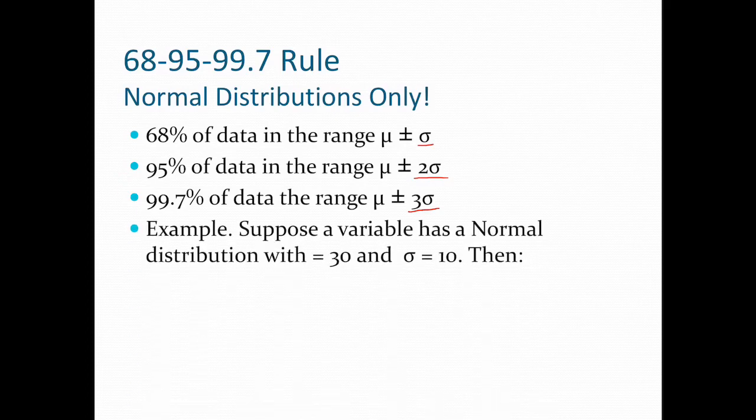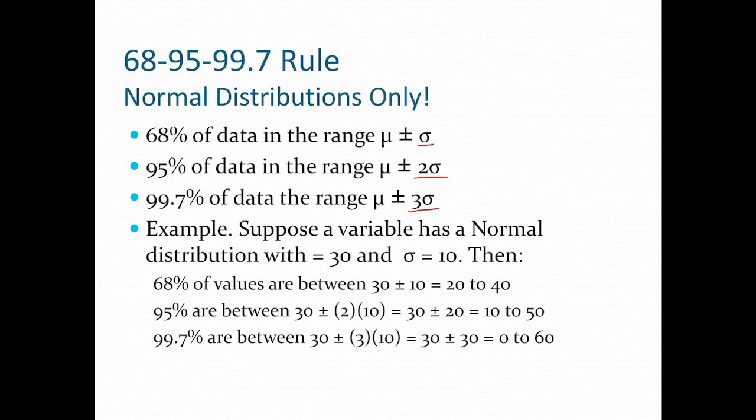So here's an example. Suppose the variable has a normal distribution with a mean of 30 and a standard deviation of 10. Then we would say 68% of the values fall between 20 and 40, right? So we take 30 plus or minus 10, that gives us 20 to 40. And 95% of the values will be between 30 plus or minus 2 standard deviations of 10, so 30 plus or minus 20, which is 10 to 50. And 99.7% are between 30 plus or minus 3 standard deviations from the mean, so 30 plus or minus 30 would be 0 to 60.